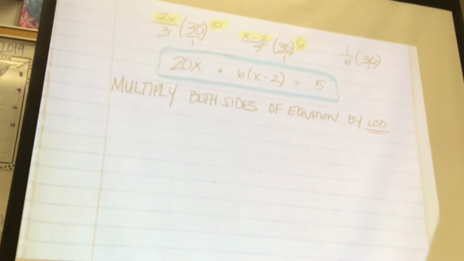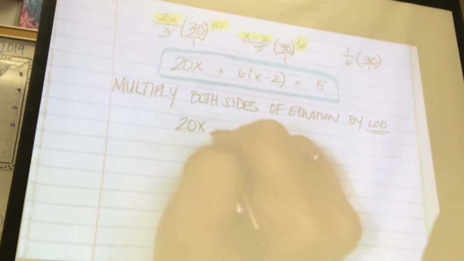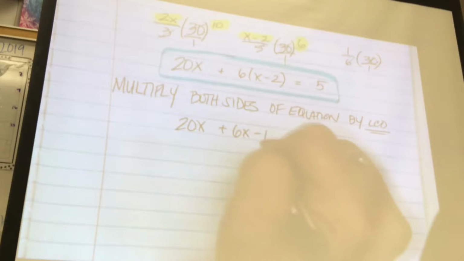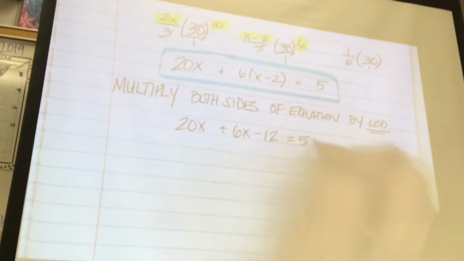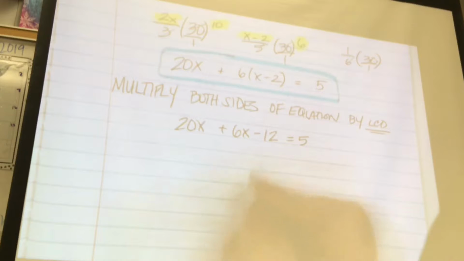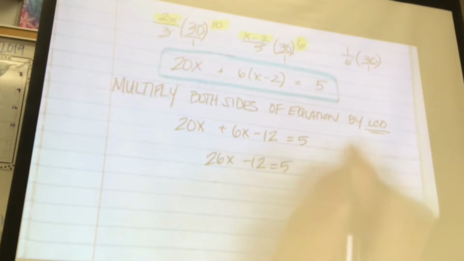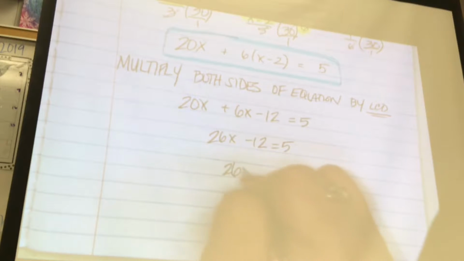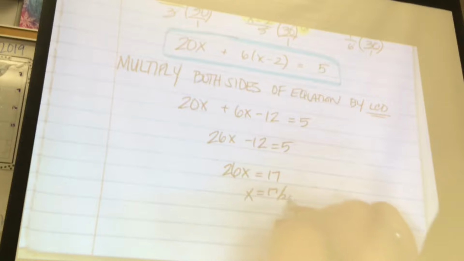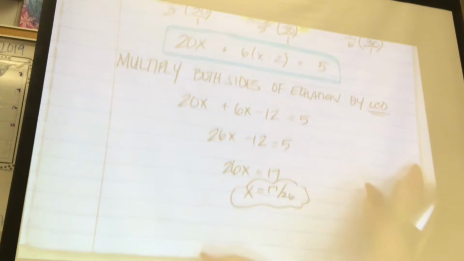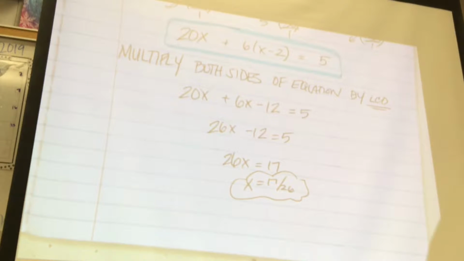All I have to do now is solve for x. So I have 20x plus 6x minus 12 equaling 5. That's 26x minus 12 equaling 5. That's 26x equaling 17. So x equals 17 over 26. Questions on example 1?